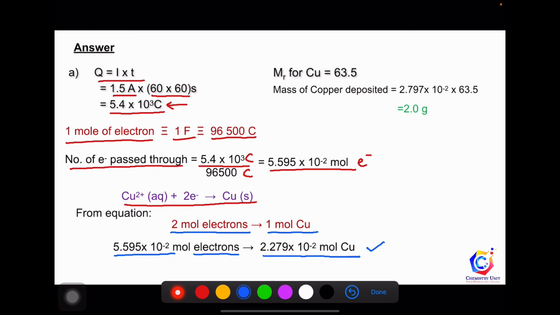Now that we have the number of mole copper that is being produced, we can convert it to mass by multiplying it with the molar mass. And there you have it, the final answer for mass of copper. Now let's look at solutions for part B.